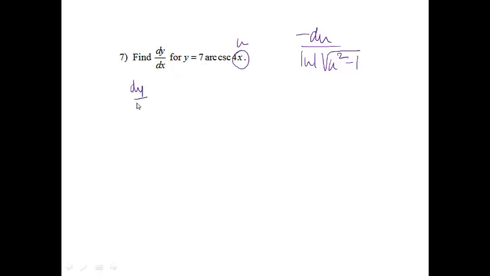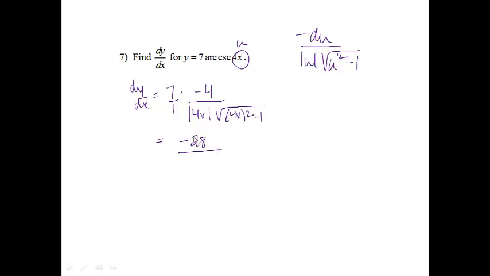So if I take the derivative of this, the 7 is just going to tag along. Negative du, so it's going to be negative, the derivative of u will be 4, and then over u, which will be 4x, and then square root 4x squared minus 1. And now we're going to clean this up. If I put a 1 underneath the 7, up top, 7 times negative 4 is negative 28.